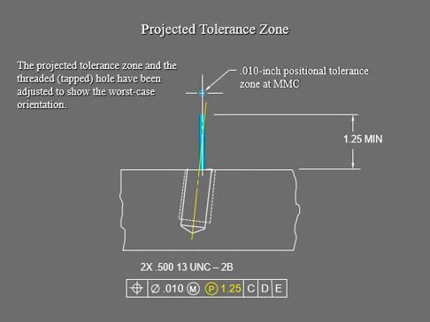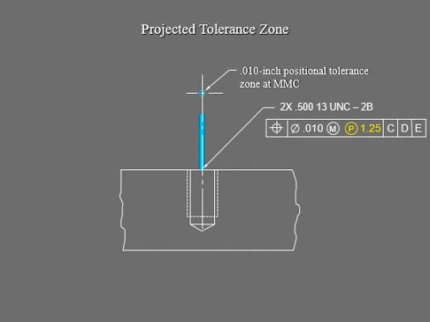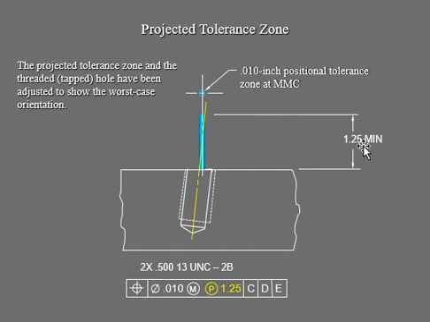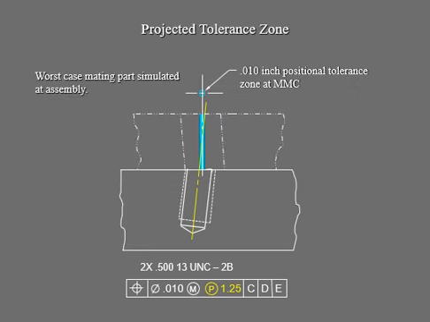So let's go back one slide up, here. Now here, we're going to project it out, the minimum 1.25 up. So that's your tap hole, and we're going to adjust that to show that worst case orientation, so we can see, because of this zone, how off that is. So now let's go into the next slide.